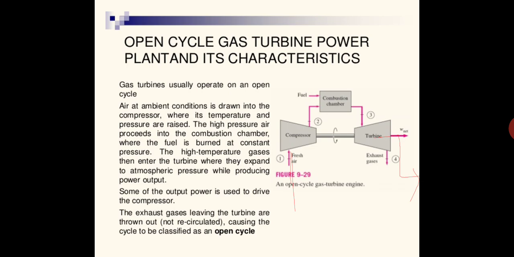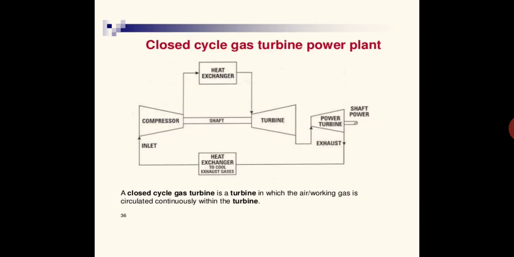There is no circulation. That is the basic of the open cycle gas turbine power plant. The exhaust gas leaving the turbine is thrown out, not recirculated, causing the cycle to be classified as open cycle. Since it is directly fed into the atmosphere, there is no sort of recirculation. That's why it is known as open cycle gas turbine. And then it is very easy to understand the closed cycle gas turbine.